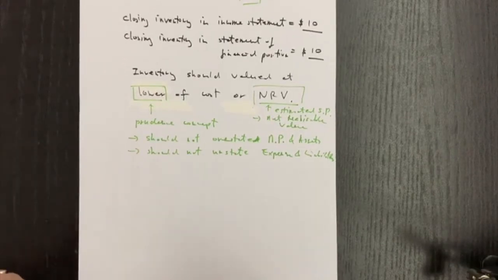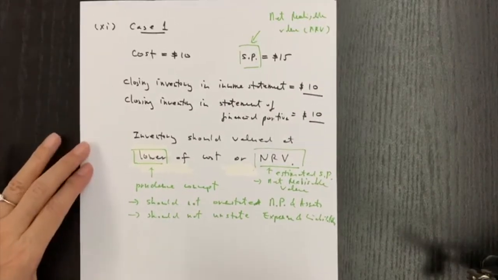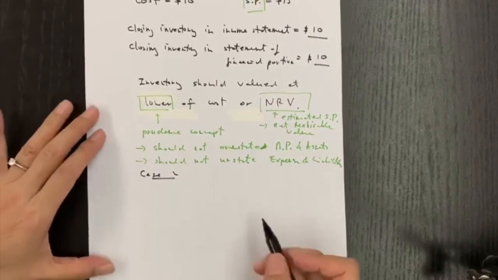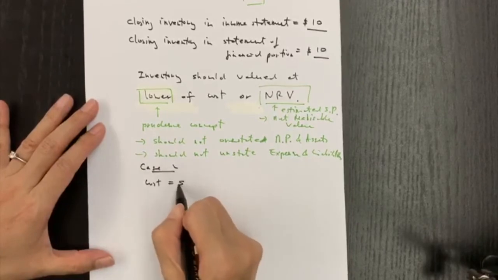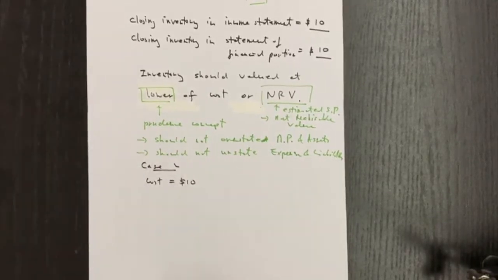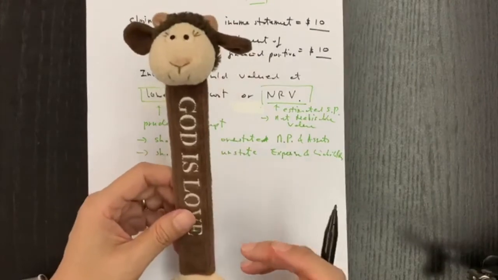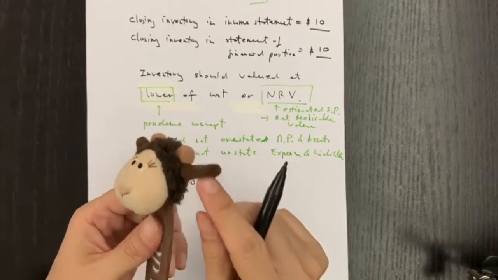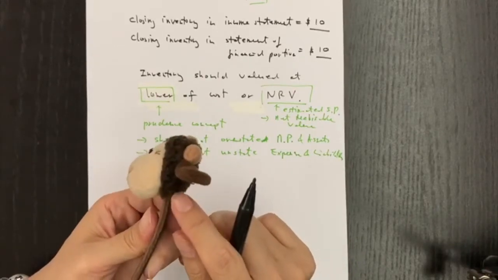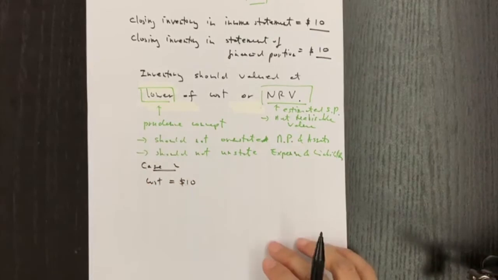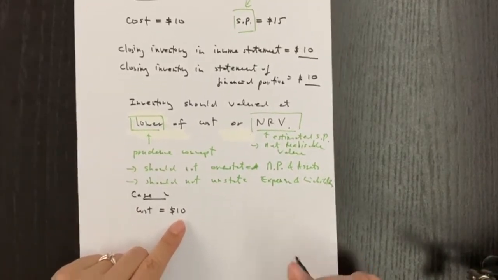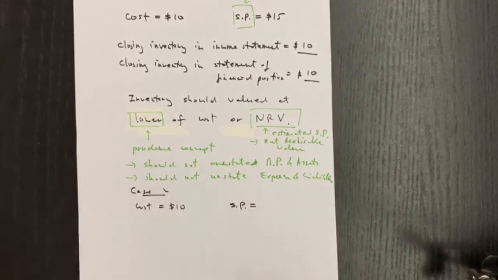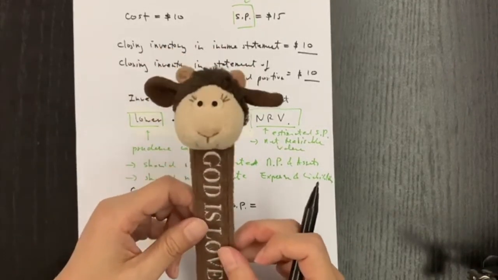Okay, this is case 1, right? Now case 2. The cost is 10. Look at the bookmark. What happens if the bookmark is a little bit damaged? Let's say it's damaged, no good. Therefore, we must lower our selling price in order to make the sale.